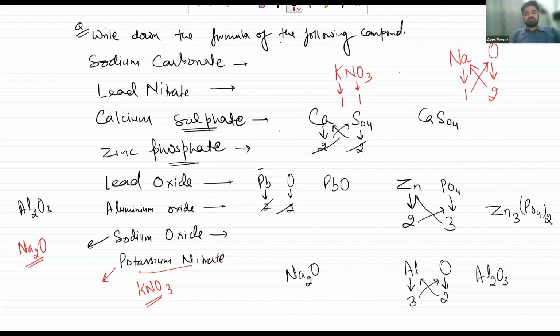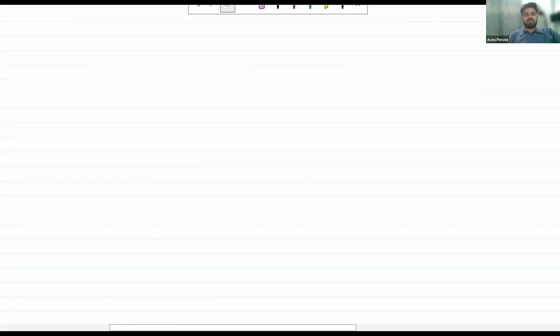Okay, I'm writing the formula and you have to write the name of this compound. I'm just writing the formulas of some compounds and you have to tell me the answer. If I'm having zinc, you need to tell me the name of the compound. The formula is here and you need to tell me the name of the compound.